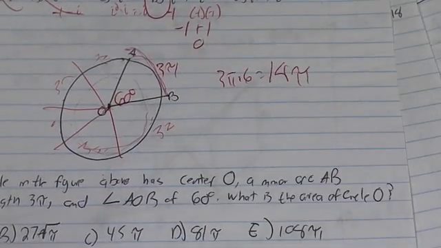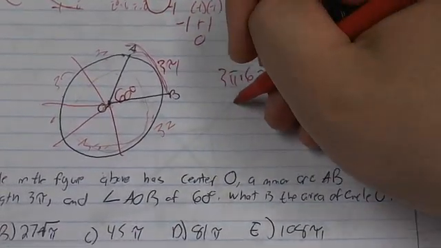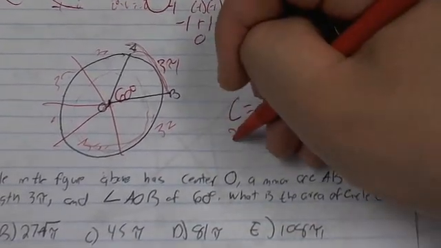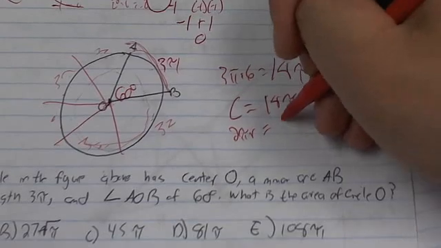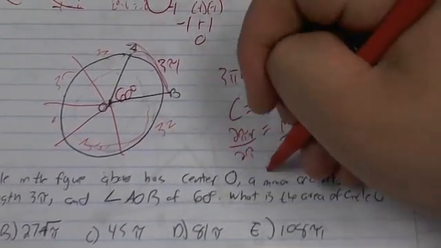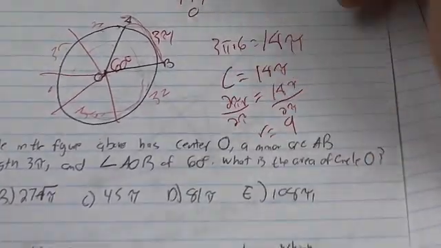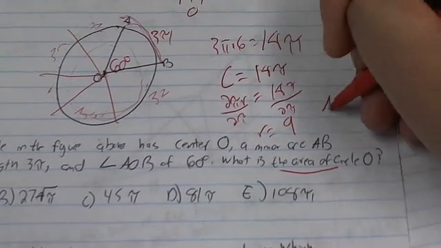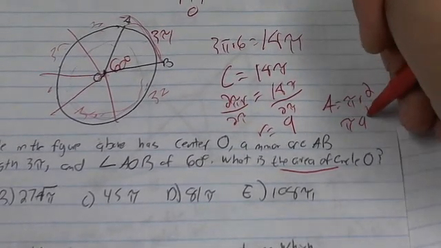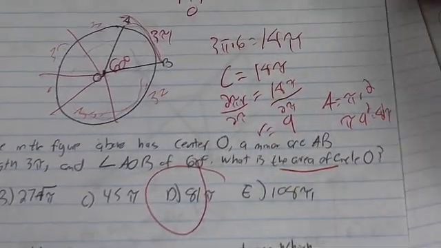So the circumference is, remember, all the way around, 3 pi, is 18 pi. So circumference is equal to 18 pi. Circumference is 2 pi r, so it's equal to 18 pi. Divide both sides by 2 pi. So r is equal to 9. So the radius is 9. But the question is asking for the area. Area is equal to pi r squared. So we have pi times 9 squared, which is 81 pi. So the answer is D. 81 pi.